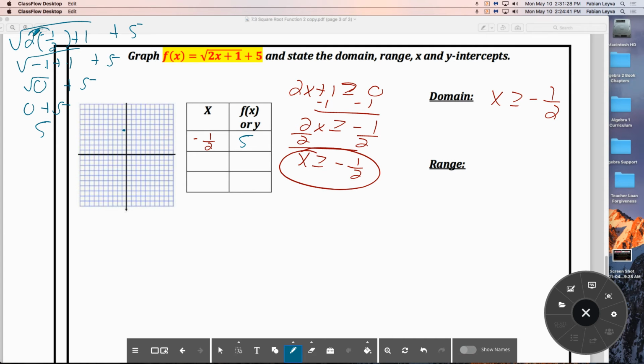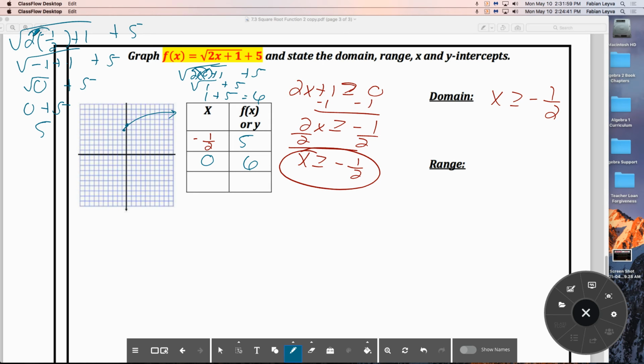So let's plug in a 0, just because it makes a little more sense. Square root of 2 times 0 plus 1, plus the 5 on the outside. 2 times 0 is 0. Notice you have 0 plus 1, which equals 1. Square root of 1 is 1, plus the 5 finally equals 6. So when we plug in a 0, we get an output of 6, which if we were to graph is located right here. And you can see that there is my little half of a parabola, and that is it.